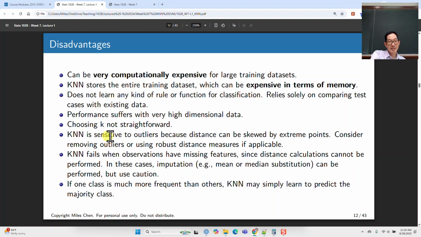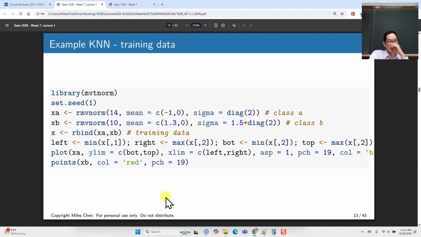It is sensitive to outliers, just because your distance metrics are skewed by extreme points. So you might want to consider outliers. And then if you have missing values, then KNN falls apart. And if you have something that's very imbalanced, because KNN is using majority voting, it might always just predict the majority.